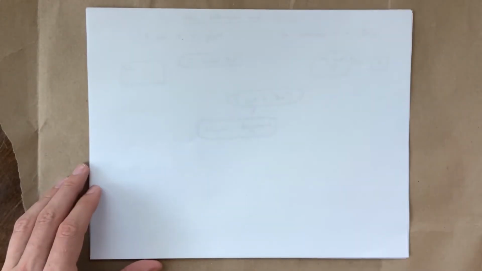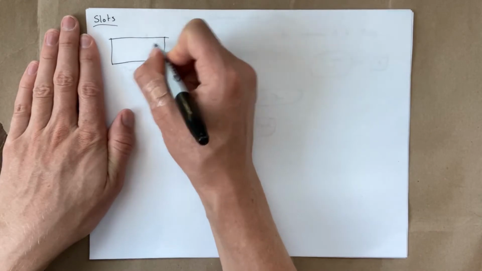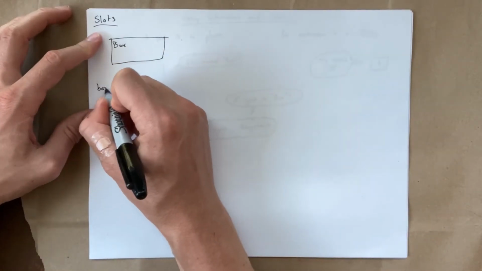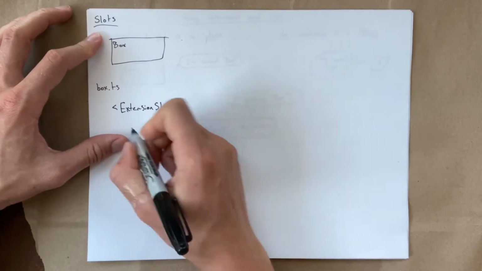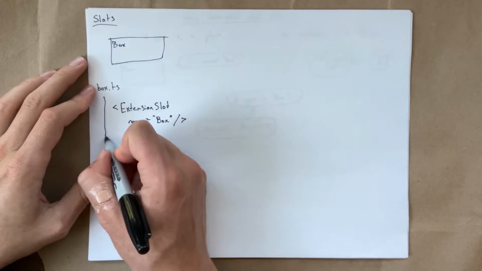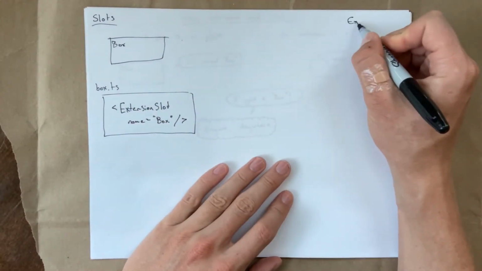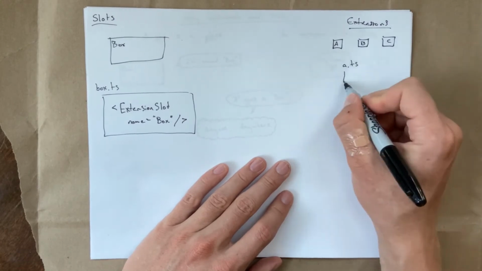So how do we create an extension slot? How should we implement box? Same as before, we'll have a file called box, which exports a React component, but this time the component, instead of rendering a tree of all the things it knows it's going to render, only renders the special React component extension slot. On the extension side, we have things A, B, and C.